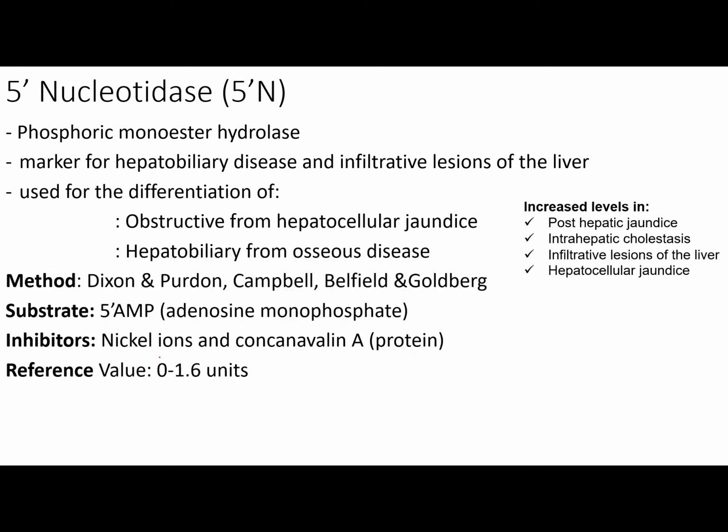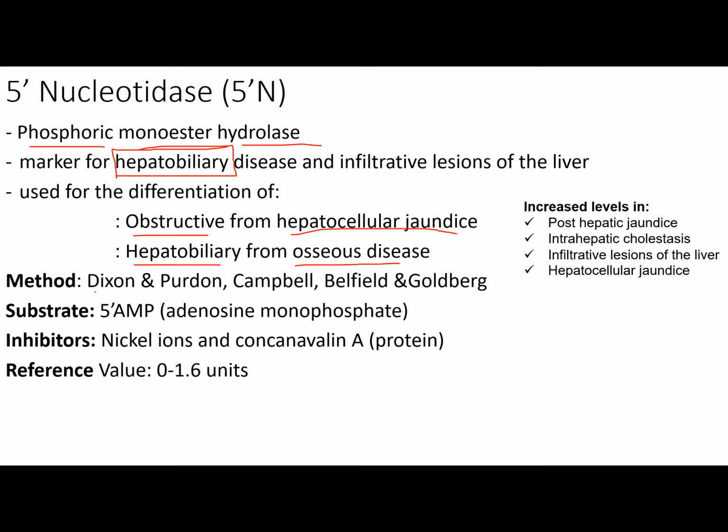Now let's go to another enzyme, class, your 5' nucleotidase. This is known as your phosphoric monoester hydrolase. This is a marker for hepatobiliary disease and infiltrative lesions of the liver, used for the differentiation of obstructive from hepatocellular jaundice and hepatobiliary from osseous diseases. So usually, your 5' nucleotidase is increased in hepatobiliary disease. So you could use this in differentiating liver damage from bile duct or gallbladder injury.